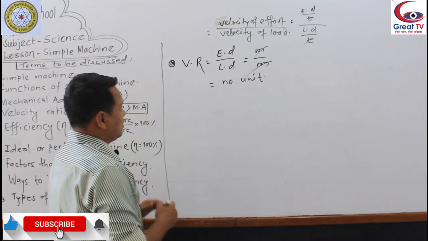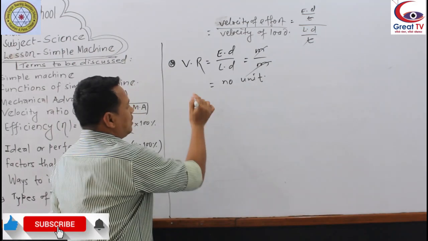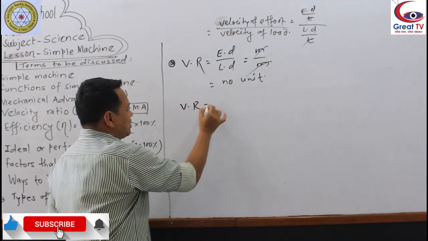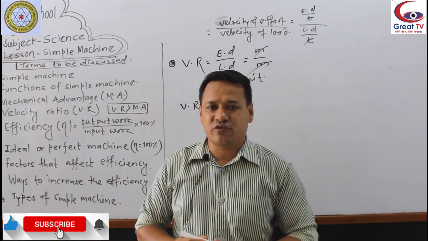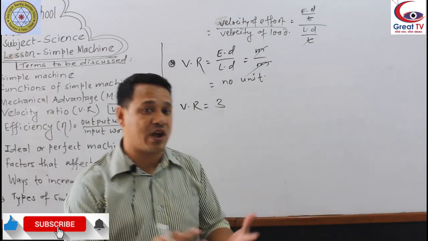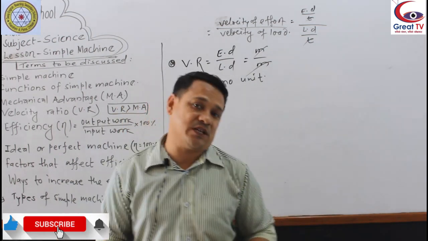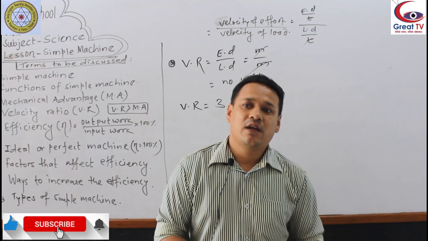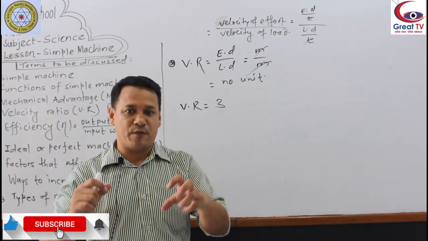Okay, now velocity ratio VR equals, let's say, 3. What does it mean? Velocity ratio, like mechanical advantage, we have discussed. Mechanical advantage 3 means a 3 times heavier load can be lifted. Like this we have discussed. Then, what is the meaning of velocity ratio 3? Velocity ratio of a machine is 3.